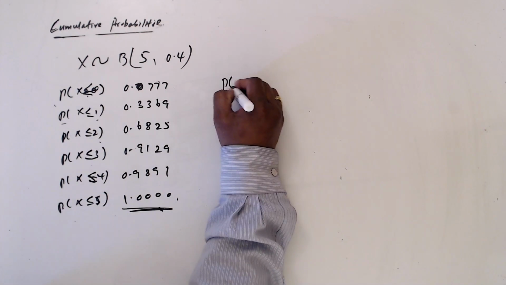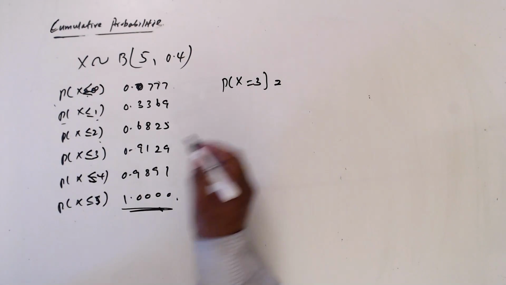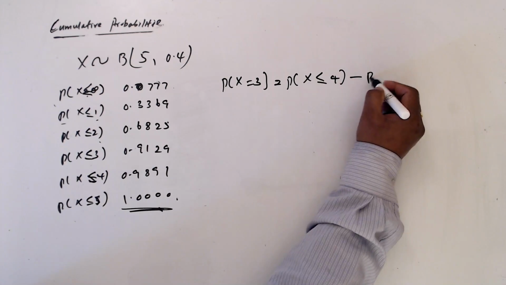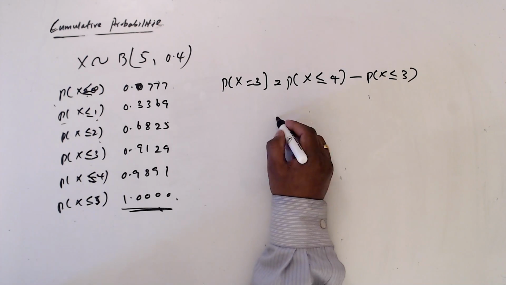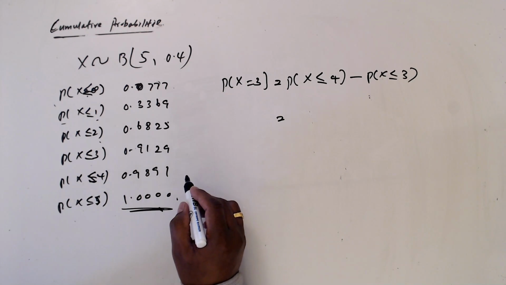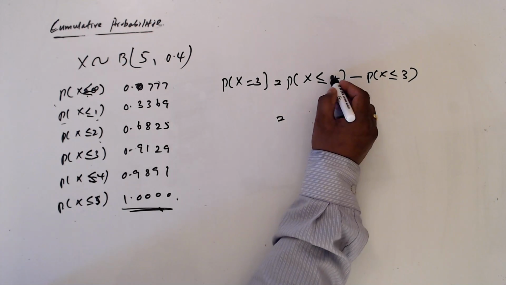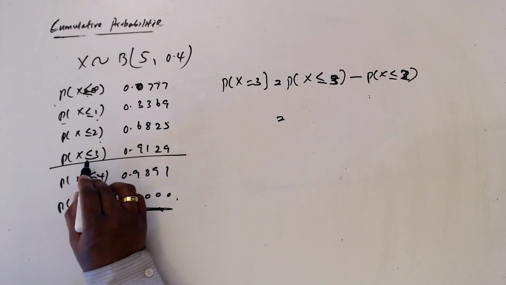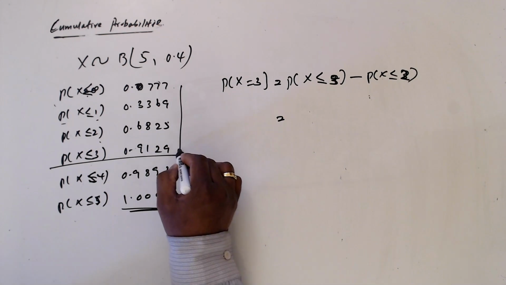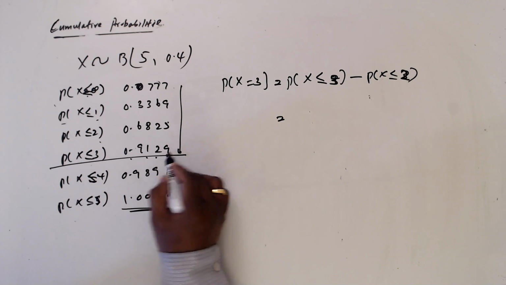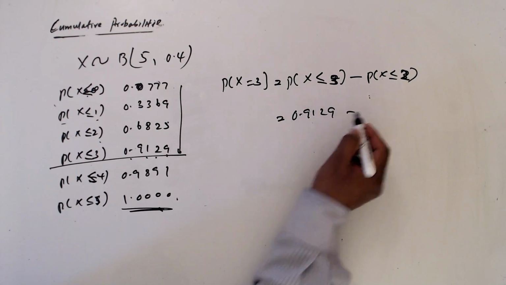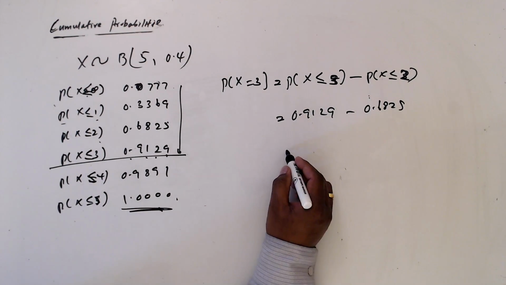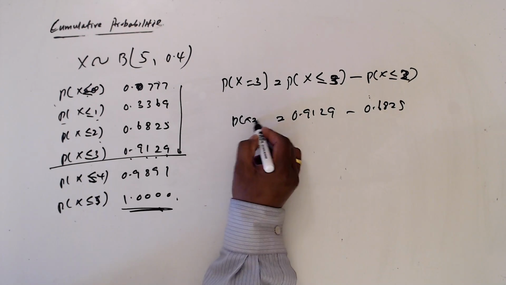Now if you want to find probability of x equal 3 from cumulative, then it is probability of x less than or equal to 3 minus probability of x less than or equal to 2. Sorry, this is up to 3 minus up to 2. So to find x equal 3, you take 0.9129, then minus 0.6825 to get the probability of x equal 3.